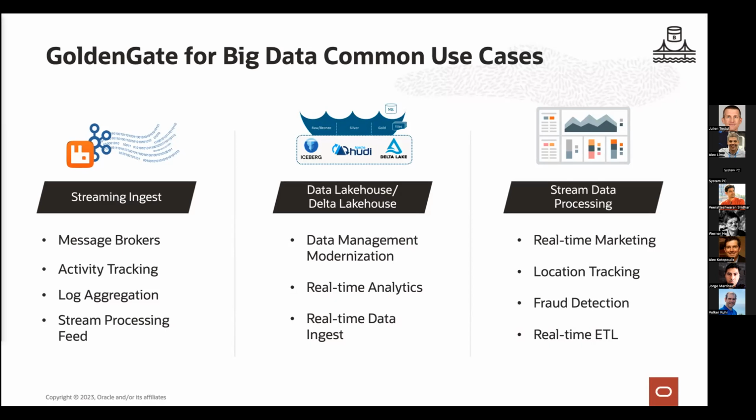One last common use case that I want to mention is stream data processing. Golden Gate Stream Analytics is bundled with Golden Gate for Big Data. Once you purchase Golden Gate for Big Data, you also obtain the right to use Golden Gate Stream Analytics together with it. So you can use Golden Gate Stream Analytics to apply business logic to the data in motion to create value out of your data.